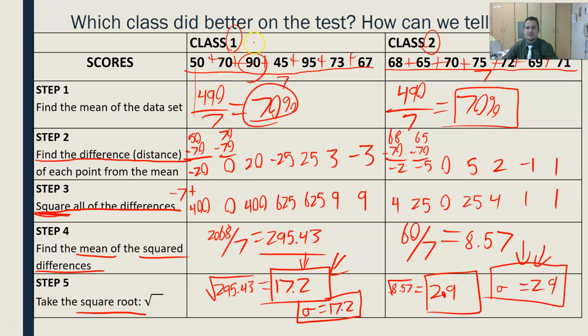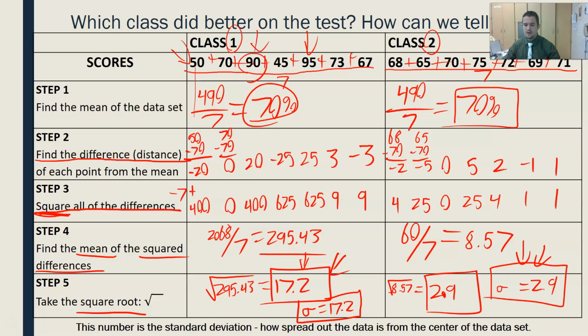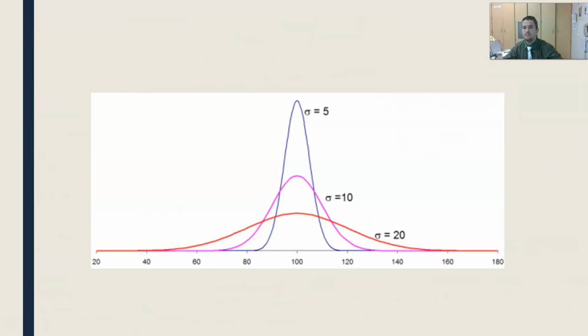There were some people that did score higher in class 1, but there were too many people that scored really low to consider that everyone did okay. So that's how I find standard deviation. So this number, again, is the standard deviation, or how spread out the data is from the center of the data set. Okay.